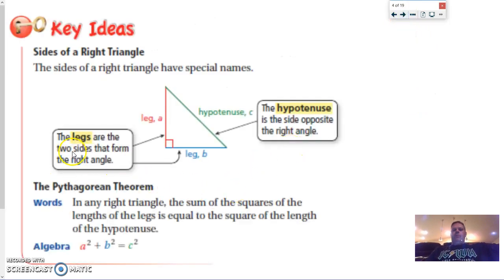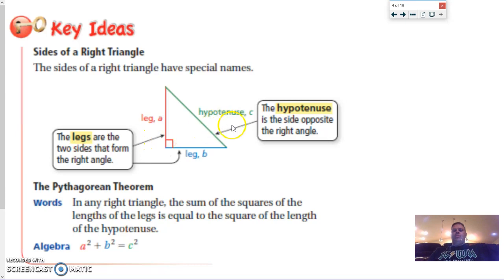As a reminder, the legs are the two sides that form the right angle. They are leg A and leg B. Reminder, they can be either. This could be leg B. This could also be leg A. You can choose whichever letter you would like for that. But the legs form the right angle.